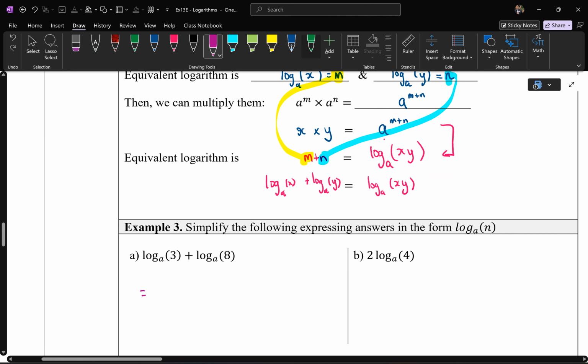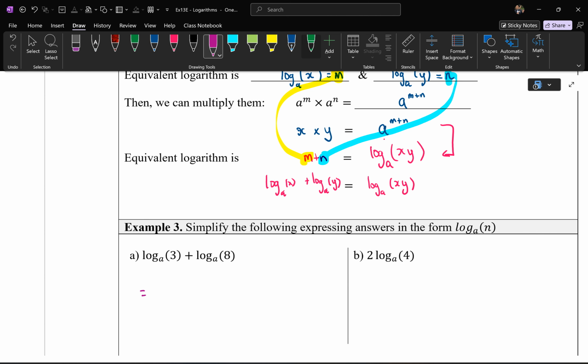Simplify this expression: log A of 3 plus log A of 8. Which rule should I be using? We've got 5 of them. 1, very good. Same bases. They're both A's. If you add them together, you multiply the numbers together. So in this case, it would be log A of 3 times 8, according to rule number 1. So then it's simplified to log A of 24. Well done.